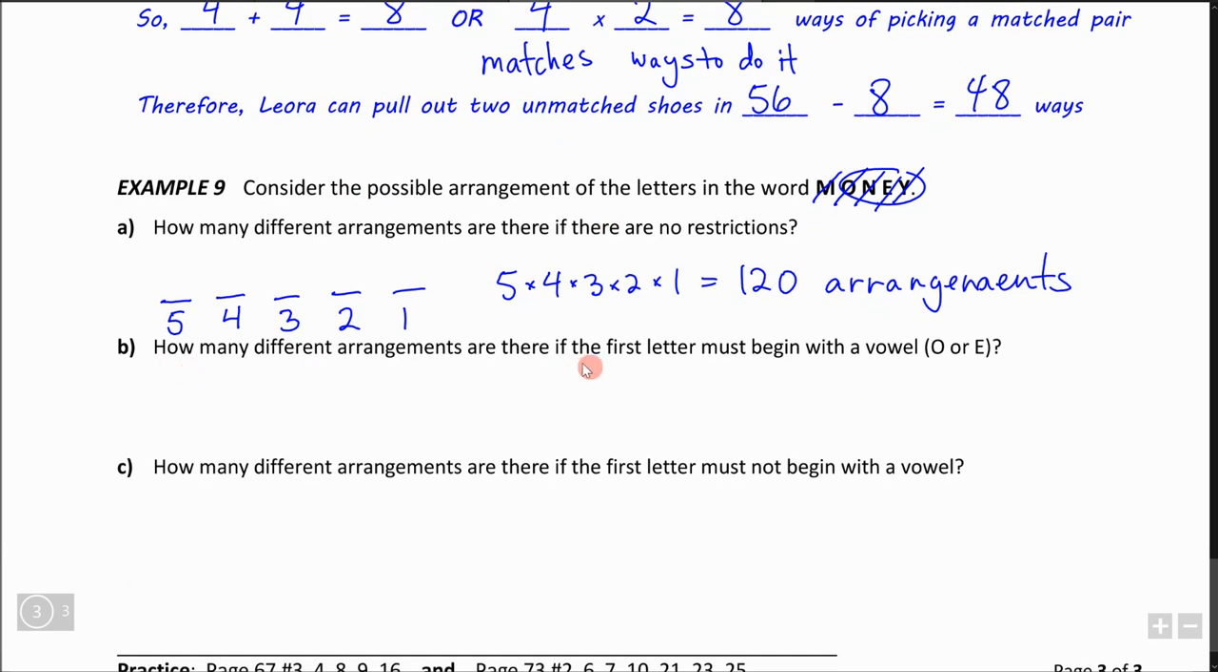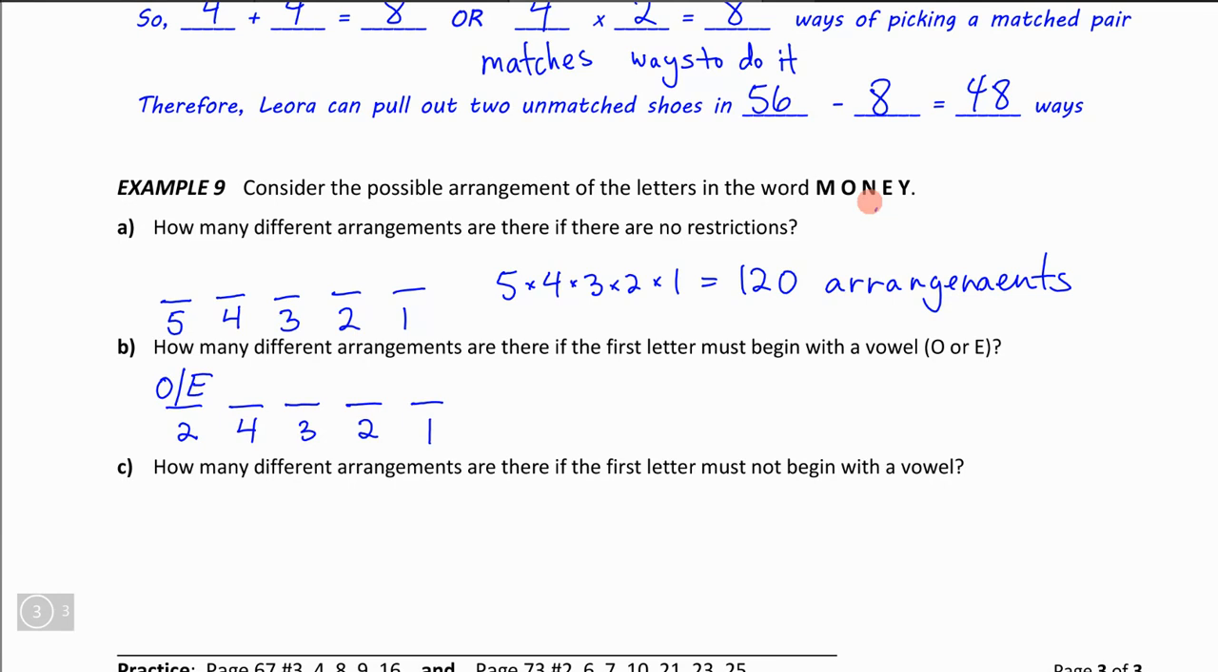Alright, so how many different arrangements are there if the first letter must begin with a vowel? So we only have 2 possible vowels here. We have O and E. Okay, so in the first letter, I have 2 choices. It can be O or E. And after picking O or E, in my second letter, I have 4 choices left to choose from. My third letter, I have 3 choices left. And my fourth letter, I have 2 choices left. And my last letter, I have 1 choice left. So the total possible number of arrangements are going to be, by using the multiplicative principle, 2 times 4 times 3 times 2 times 1, which is 48 arrangements.